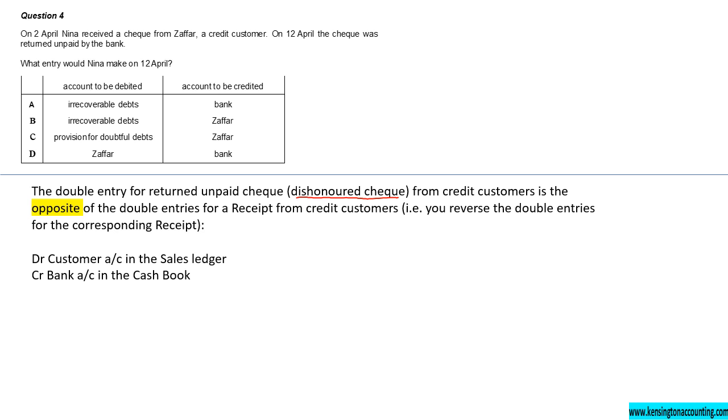Now, the double entry for a dishonored check is the complete opposite of the double entries for a receipt from a credit customer, because what is happening here is we need to reverse the original entry when the business received a payment from the credit customer. The double entry for receipt from a customer is debit bank, credit the customer's account. Therefore, the double entry for a dishonored check will be the reversal of that entry. Therefore, the correct entry will be to credit the bank account and debit the customer's account. Therefore, the correct answer is D.